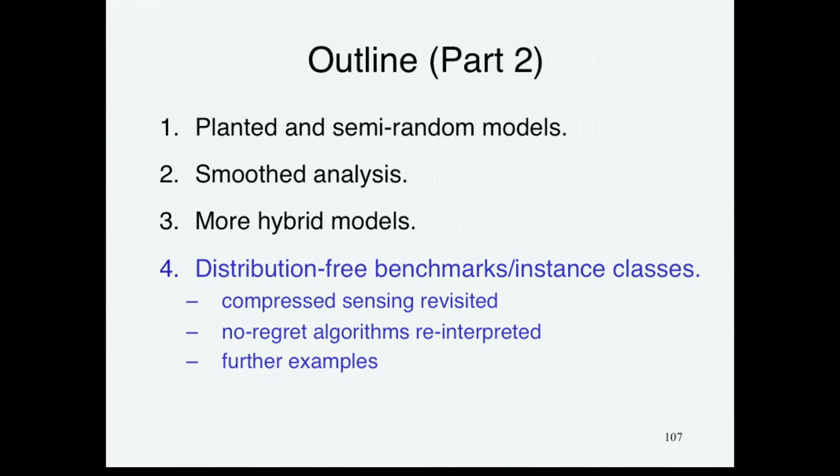I want to do one more thing, again short. This is meant to tie together the two parts of the tutorial. Both tutorials have been about models of data that deem some inputs more relevant than others. The difference was that in part one, we were looking at deterministic conditions, like these stability notions for clustering and the RIP condition for compressed sensing. In part two, we've been looking at probabilistic models: semi-random models, smoothed analysis, and other hybrid models.